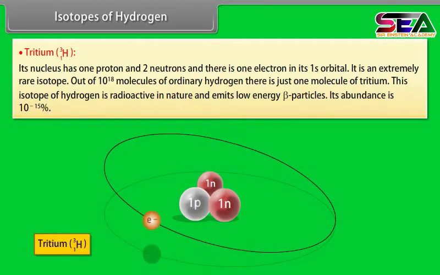It is an extremely rare isotope. Out of 10 to the power 18 molecules of ordinary hydrogen, there is just 1 molecule of tritium. This isotope of hydrogen is radioactive in nature and emits low-energy beta particles. Its abundance is 10 raised to the power minus 15%.